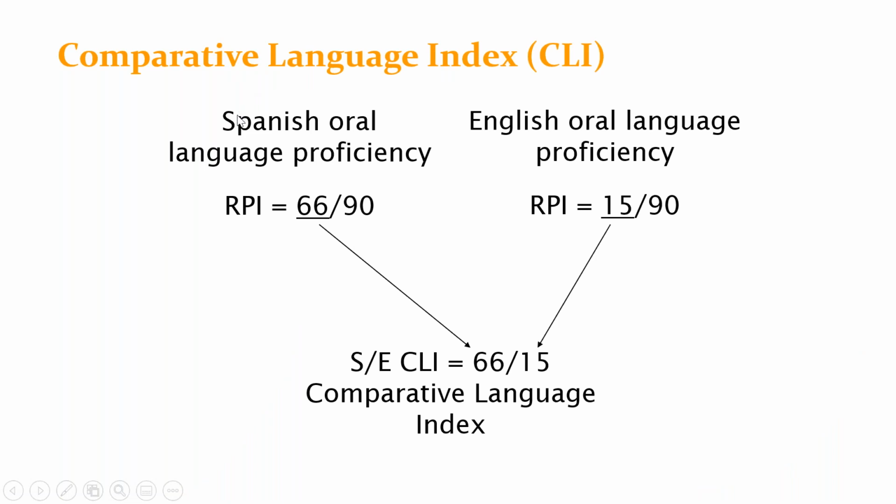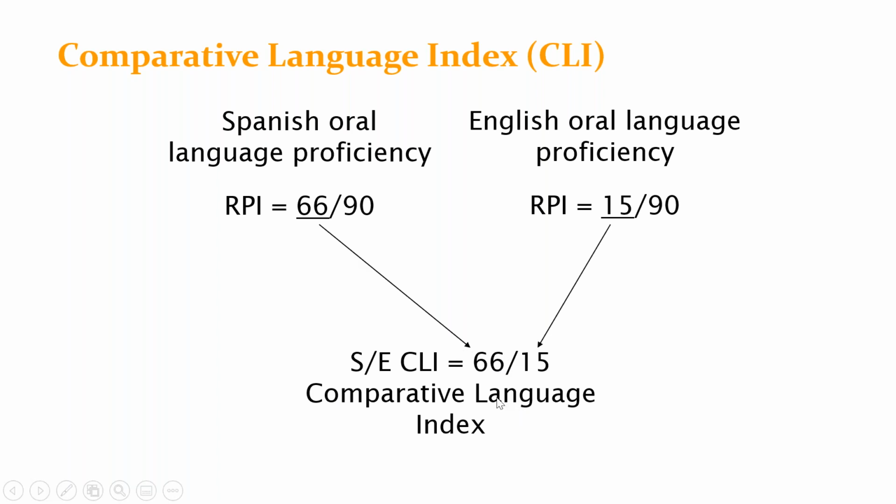So for the comparative language index score, again, just another lens of looking at students' performance. This particular student scored an RPI of 66 over 90 on the Spanish oral language proficiency area. So where same age peers were performing at 90% proficiency, this student scored at 66% proficiency in Spanish oral language. So they took the 66 and put that as the numerator. Then on English oral language proficiency, this same student scored an RPI of 15 over 90. He only scored at 15% proficiency on English oral language. So they took the 15 and put it as the denominator. So the Spanish English CLI is a 66 over 15. That gives us that comparative language index.